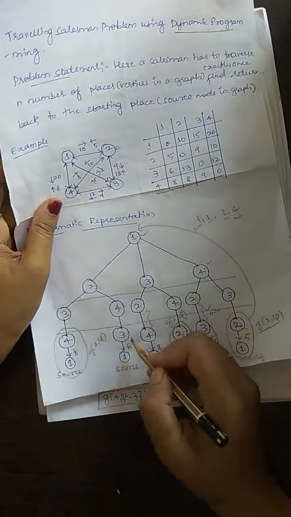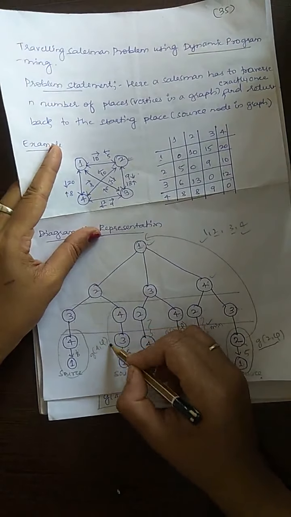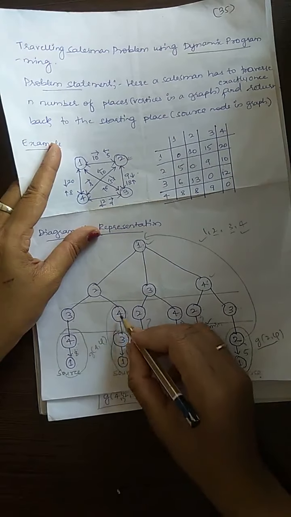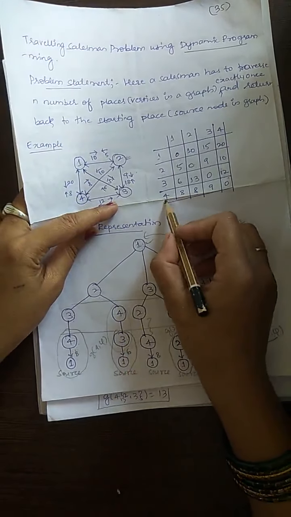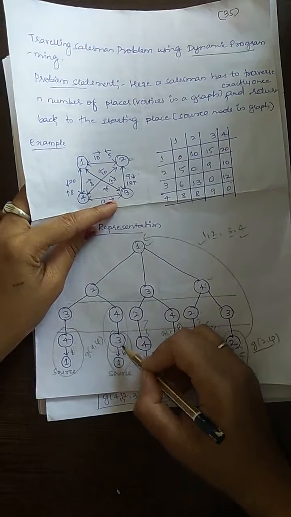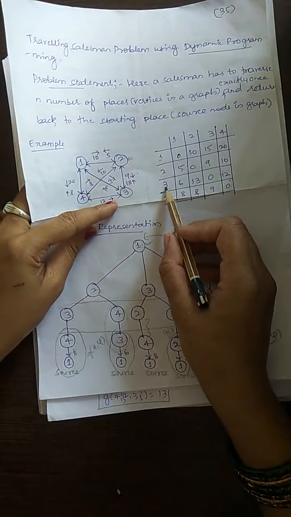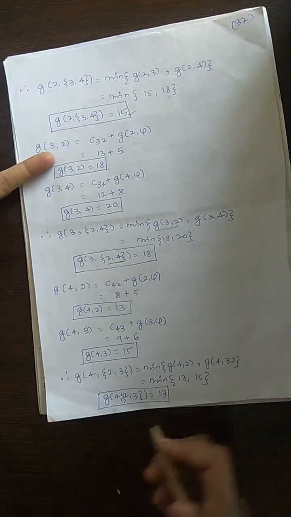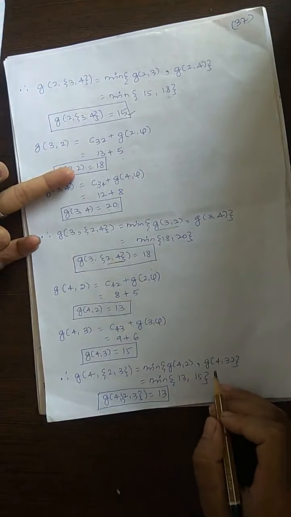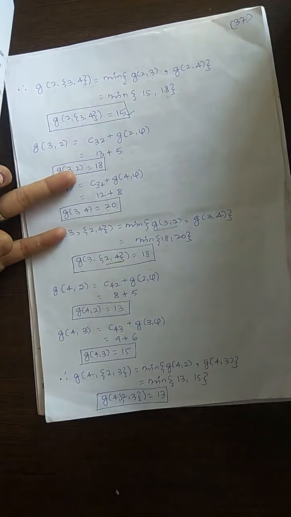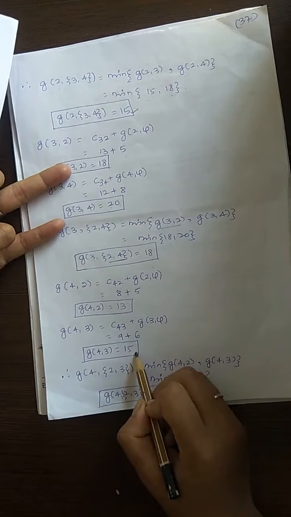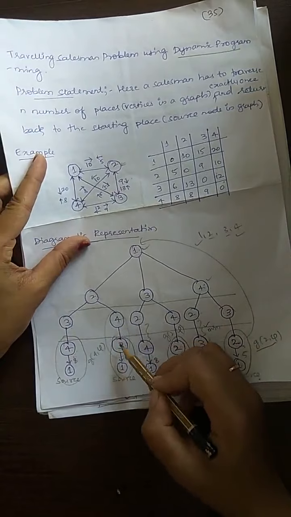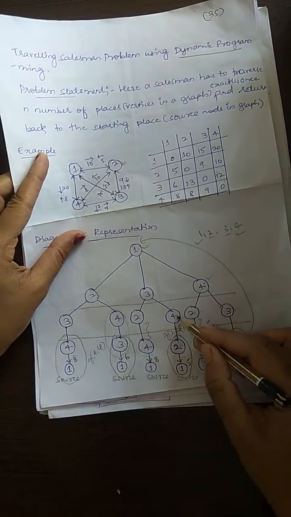Next for 4 to 3. 4 to 3 means this travelling distance plus what is remaining distance. What is 4 to 3? 4 to 3 is 9. What is 3 to 1? 3 to 1 is how much? 6. So it is 9 plus 6, that is 15. So now we have got the distances from 4 to 3 and 4 to 2 here.